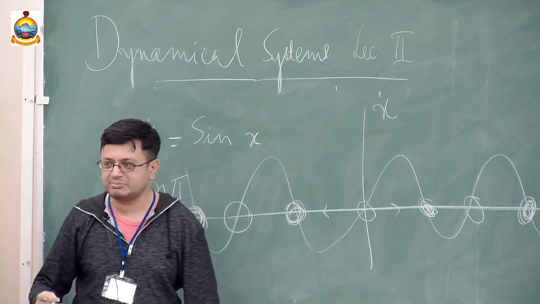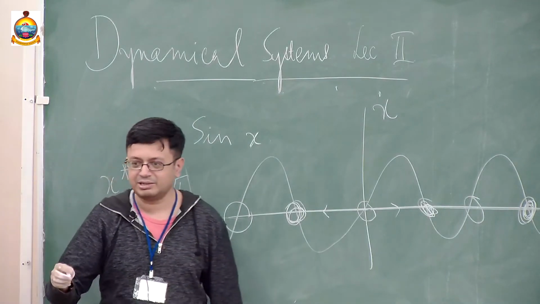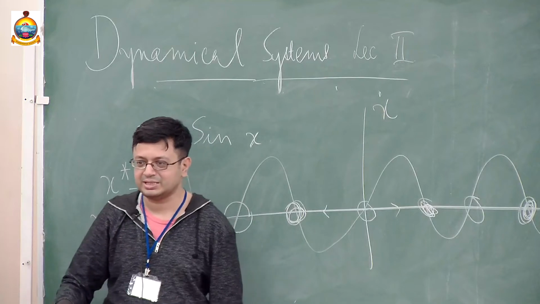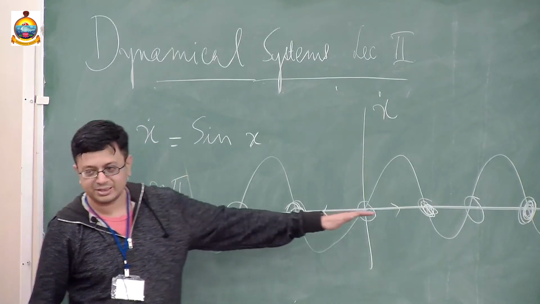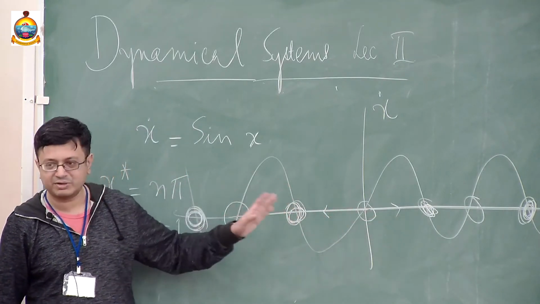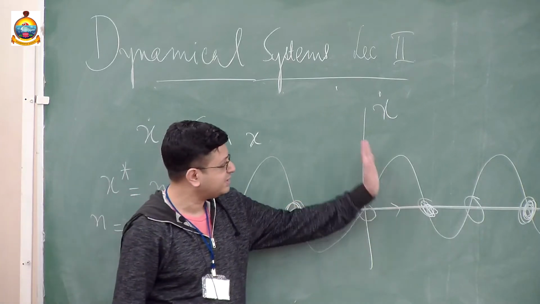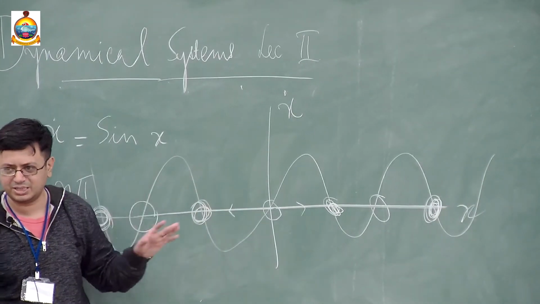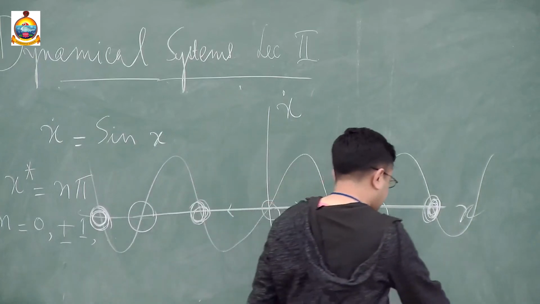So you see, very simple arguments like continuity and plotting the function tell you a lot about such systems in 1D. You don't have to do much. You just have to plot and find out where the local velocity direction is. Okay, this is just a small point.